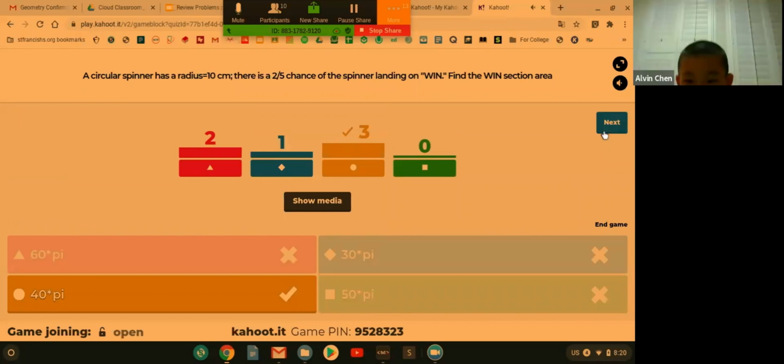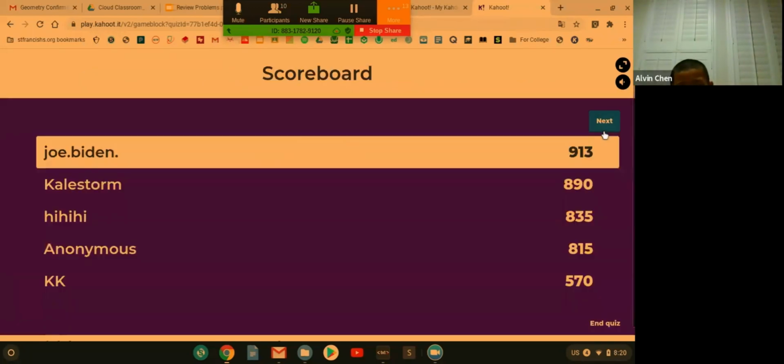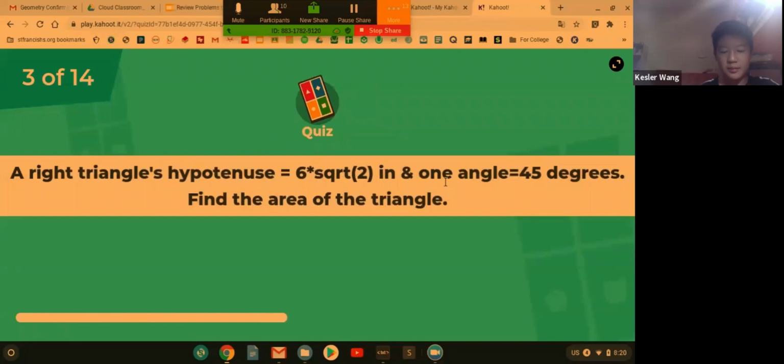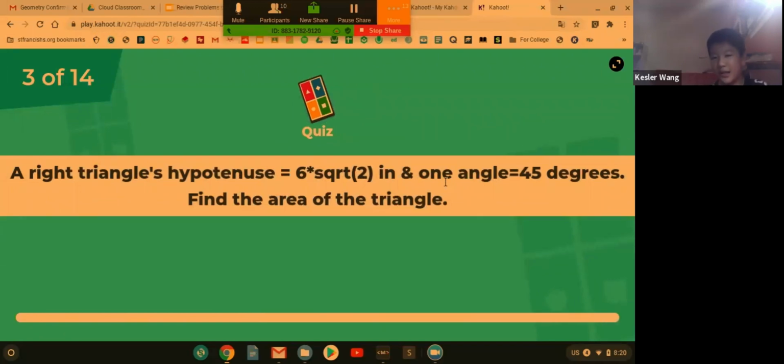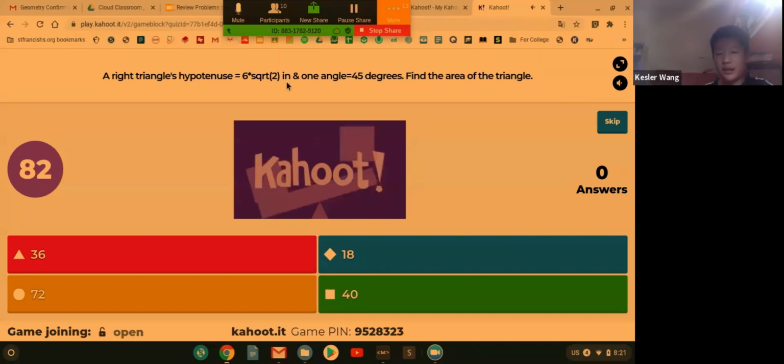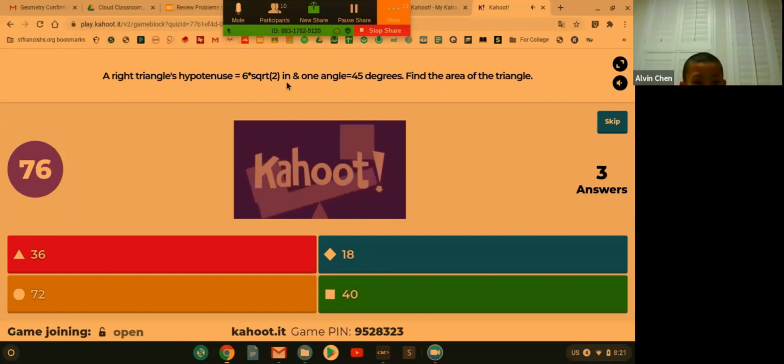Okay. And apparently half the people are going to be grounded for 2 months. A triangle's hypotenuse equals 6 square inches. Oh, that's inches, sorry. IN stands for inches. And one angle equals 45 degrees. Whoever gets this question wrong is going to be grounded for 5 seconds.